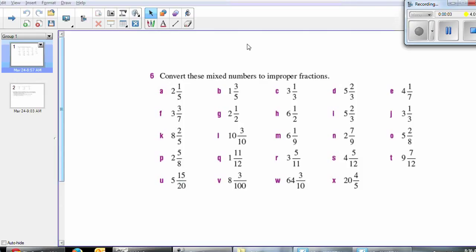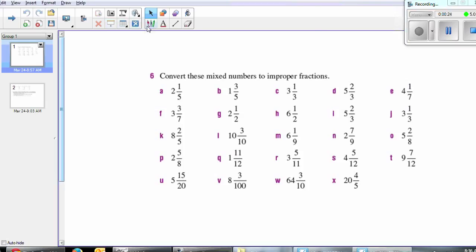Okay, so we're looking at one of the more straightforward topics here today. Convert these mixed numbers into improper fractions. Now, with this topic, all you need to remember is a few simple things. With a mixed number, you've obviously got a number next to it. So this one, for instance, is 2 1/5.